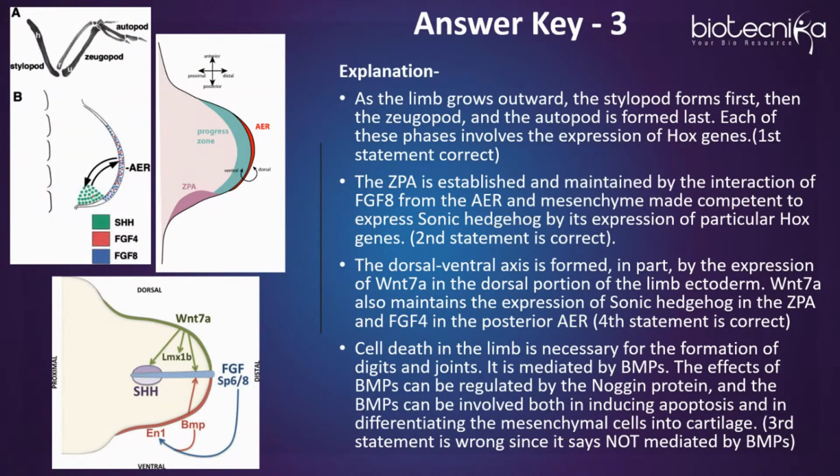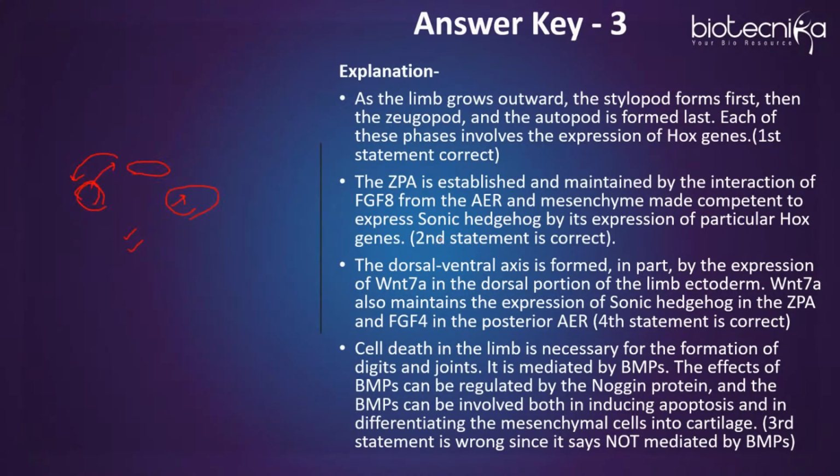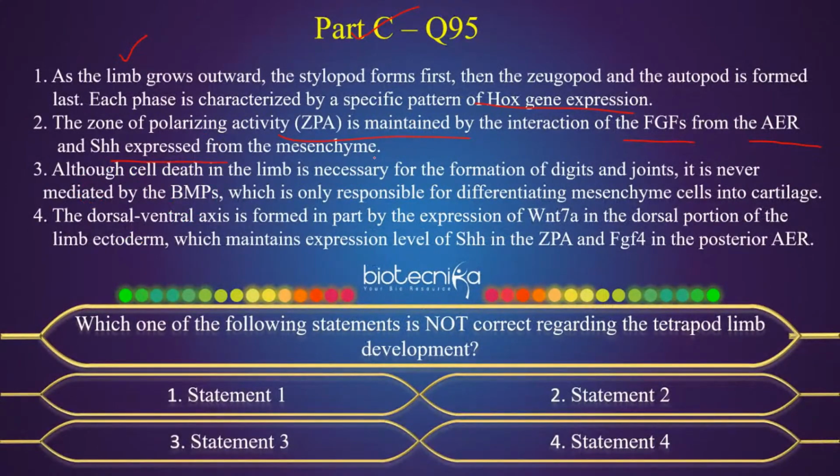Can you see here SHH, how it is expressed in the area of the zone of polarizing activity, right? And that zone of polarizing activity is giving signal to the AER, where FGF4 and 8 are expressed. And the AER is also giving signal to SHH to maintain it and be called ZPA, right? So the second statement is correct because it says it is maintained by interaction of FGF from the AER and SHH which is expressed from the mesenchyme. Then the fourth statement, first of all, you have to select the incorrect statement. So 1 and 2 cannot be the answer.